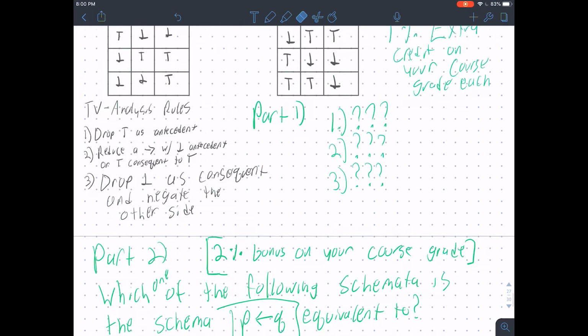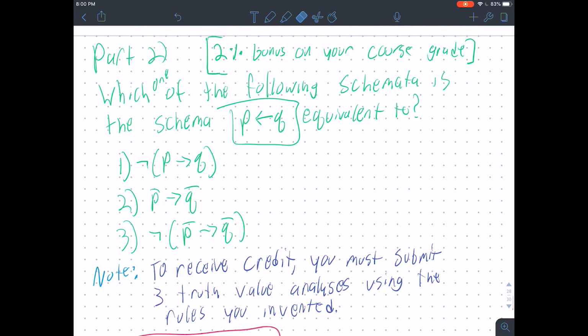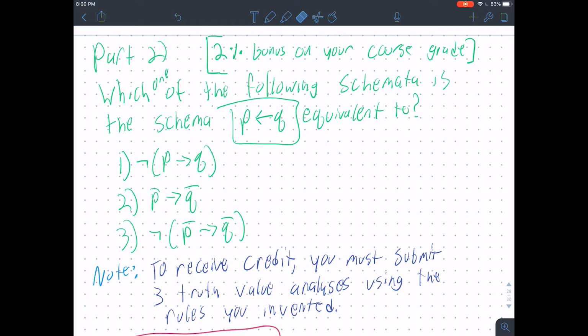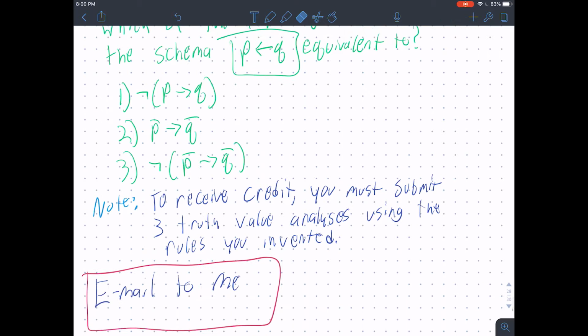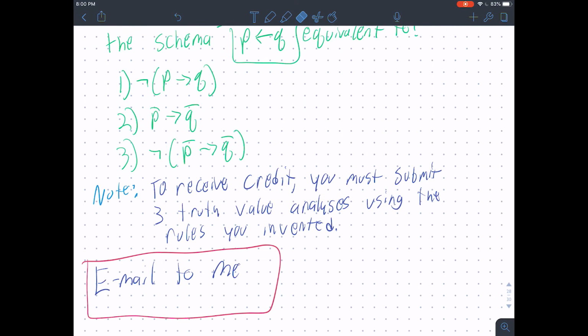I'm not going to go into too much detail about how you would do this because part of the point of this is for you to think and figure it out. But I don't think it'll be too bad if you sit down and spend some time on it. So remember, you have to submit the truth value analysis that uses those rules, and they have to be correct. If you would like to attempt this for extra credit, take a picture of your work, and you have to show all your work, and email it to me. Don't submit it on Canvas.